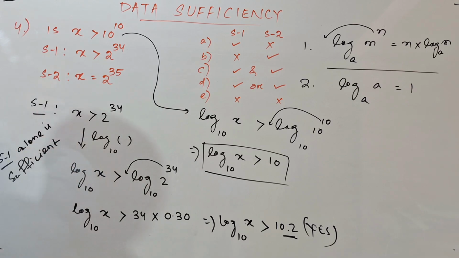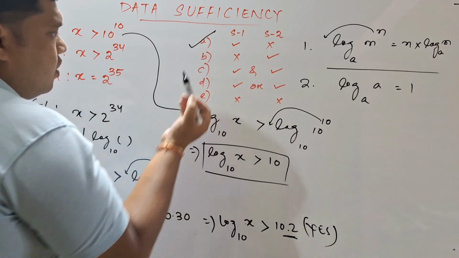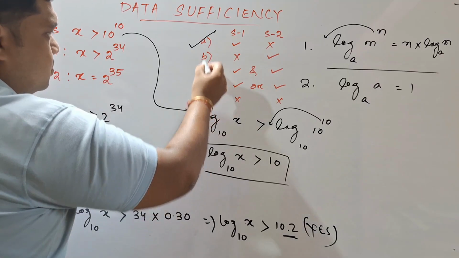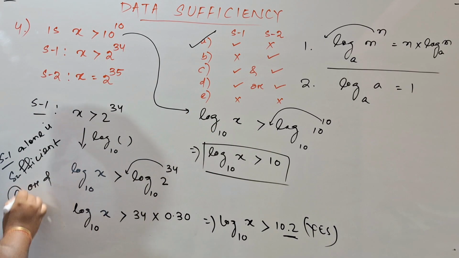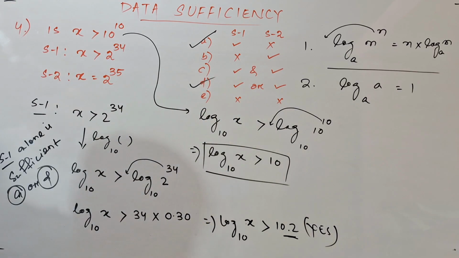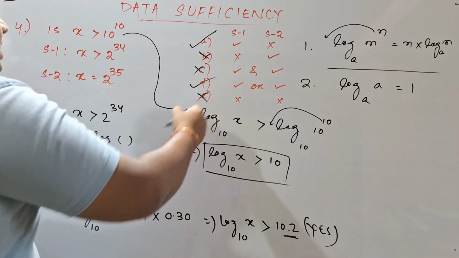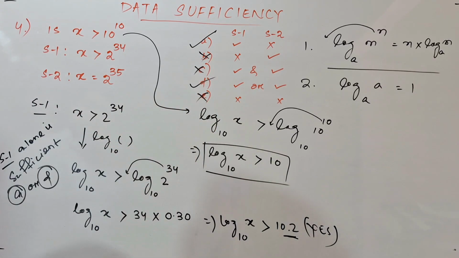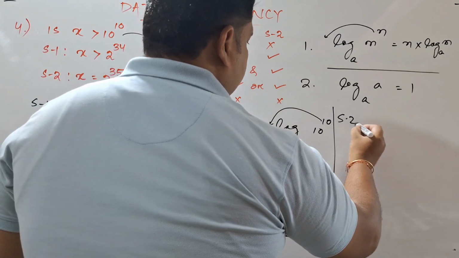Statement 1 alone is sufficient means either my answer is option A or option D. Between these two I have to choose. Between A and D I will choose my answer. I can eliminate B, C and E. Now I have to check statement number 2.